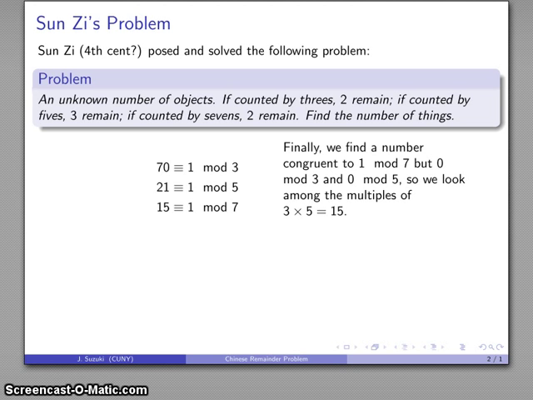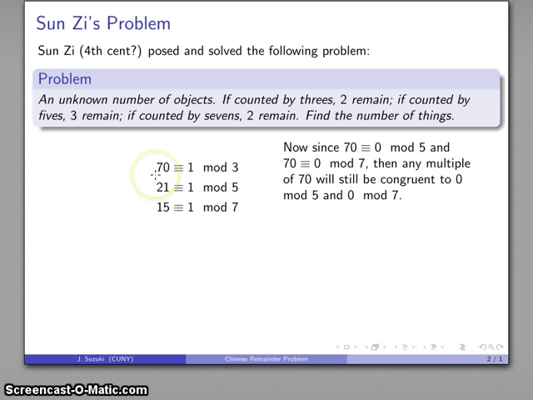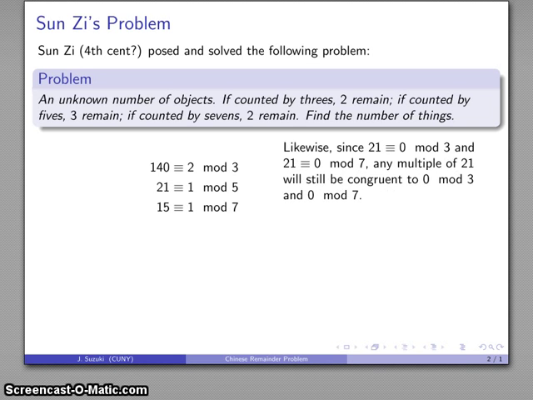Now, here's why we did that. The thing to notice here, because 70 is congruent to 0 mod 5 and 0 mod 7, then any multiple of 70 will still be congruent to 0 mod 5, 0 mod 7. So I can take a look at multiples of 70 and see what happens to the congruences here. Now, I want this to be congruent to 2 mod 3, so I can look at 140 is congruent to 2 mod 3.